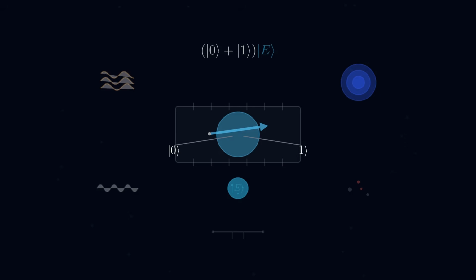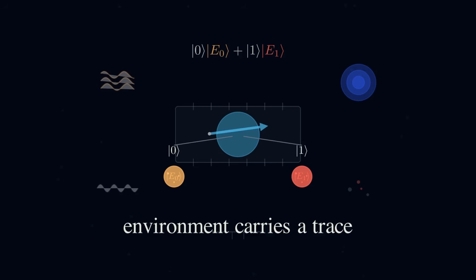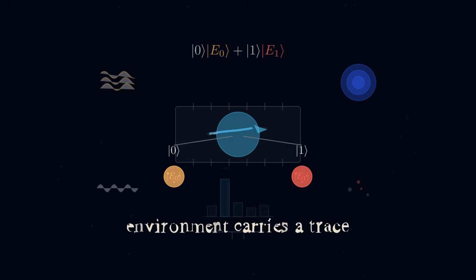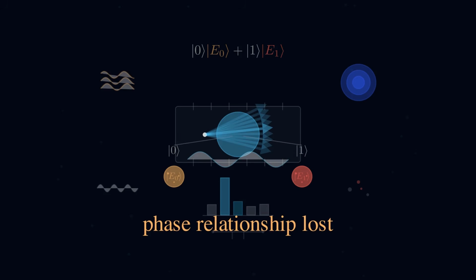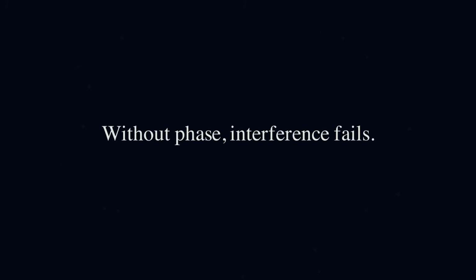The environment does not need to completely destroy the qubit, it only needs to pick up a trace of information. If the environment becomes slightly different depending on the qubit state, information has leaked out. And once that happens, the clean phase relationship is no longer available to the qubit itself. That is decoherence. Now the problem becomes computational.